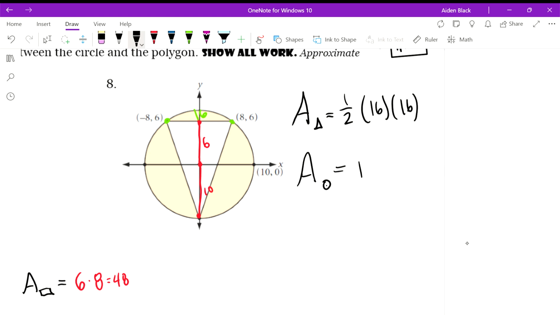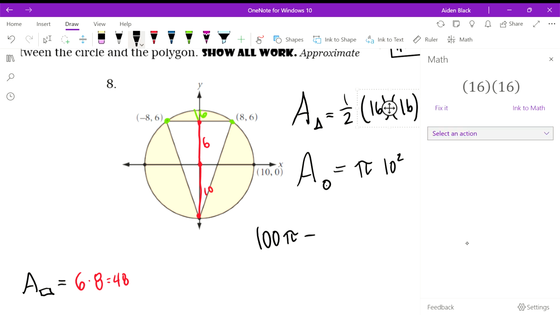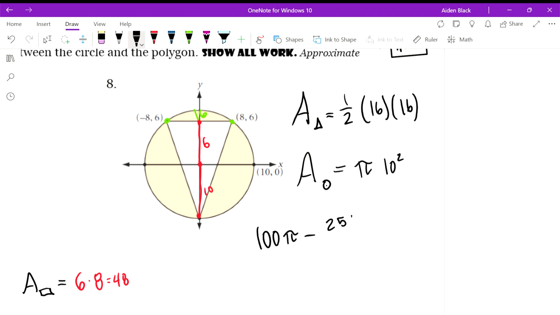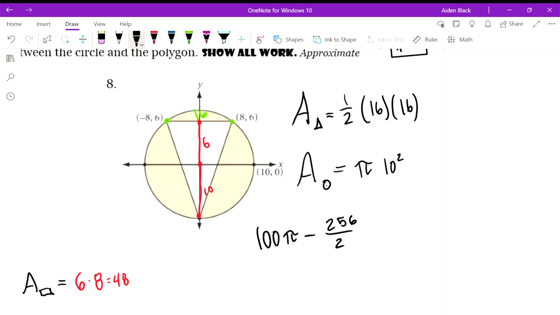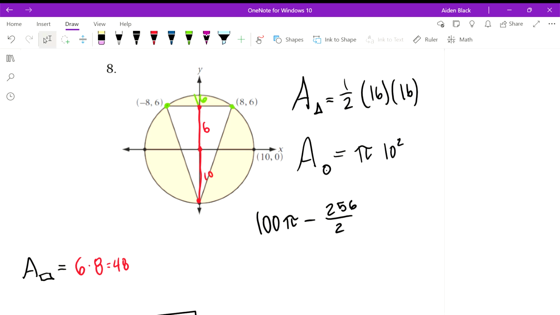And the area of the circle is pi r squared. So you end up with 100 pi, and we're going to subtract out 16 times 16, I think that's 256. Yep, 256. And we divide that number by 2. So 100 pi, that's like 314. And half of 256, that's 128.